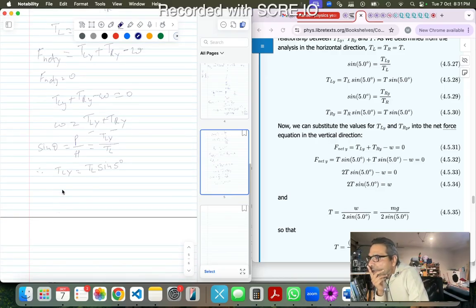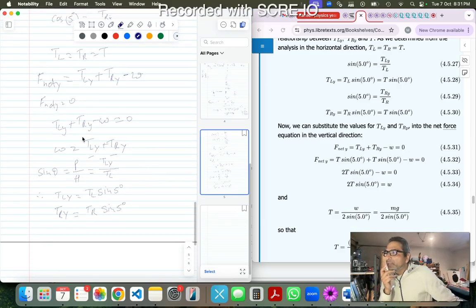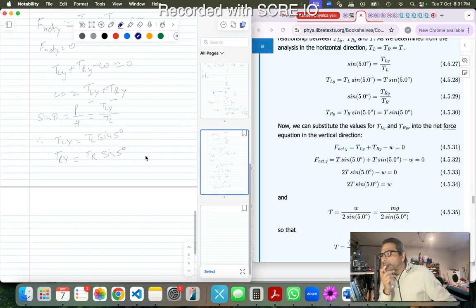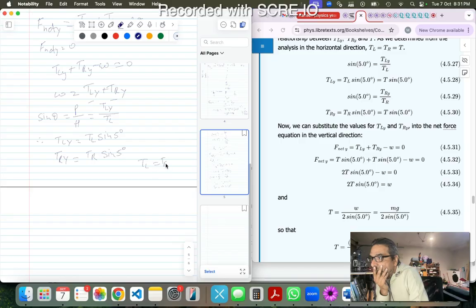And TRY, similarly, will be TR sine 5 degree, right? We know from the above that TL equals TR, right? We know that TL equals TR equals T.